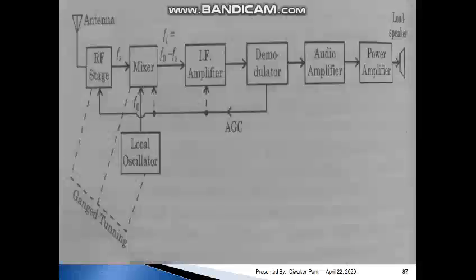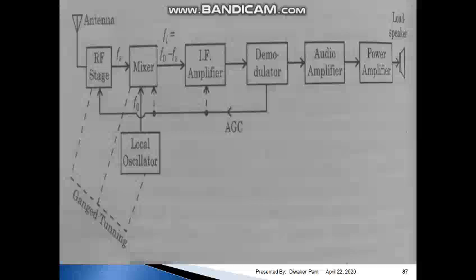So in this section we will discuss the Super Heterodyne receiver. I'm just going to read the definition of a radio receiver. A radio receiver is an electronic equipment which picks up the desired signals, rejects the unwanted signal, amplifies the desired signal, and demodulates it to obtain back the original modulating signal.